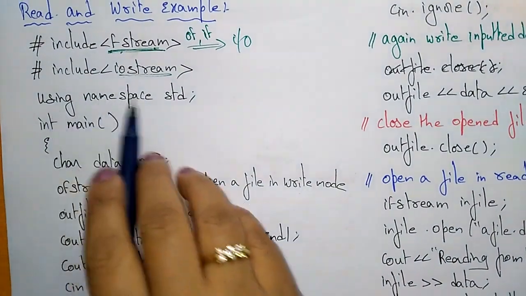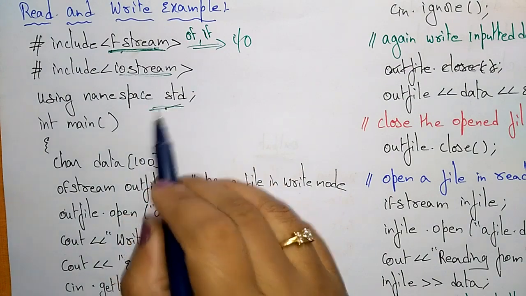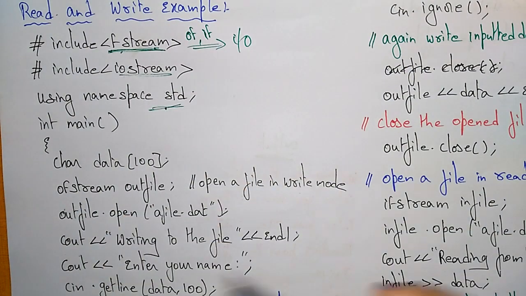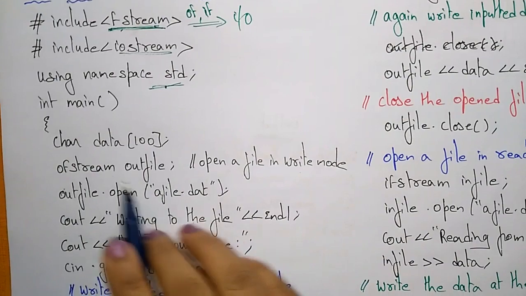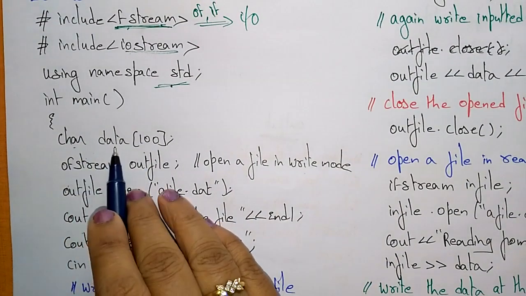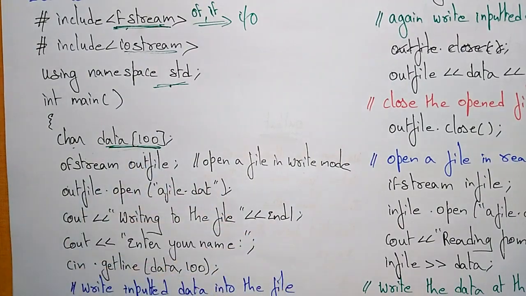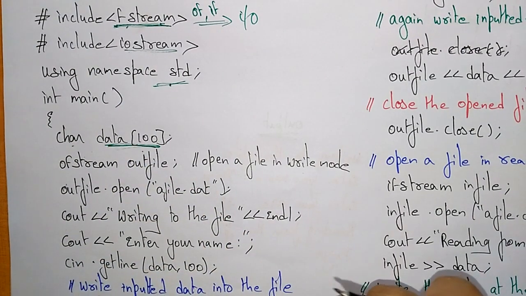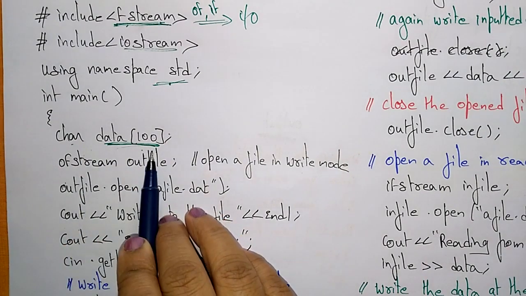Now coming to using namespace std. This contains the entire C++ standard library, I already said. Now coming to the main program. Here I have taken an array of characters, data, which contains 100. It means you can insert up to 100 characters in the array. So I declared data array of 100.